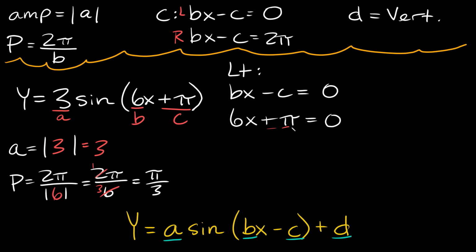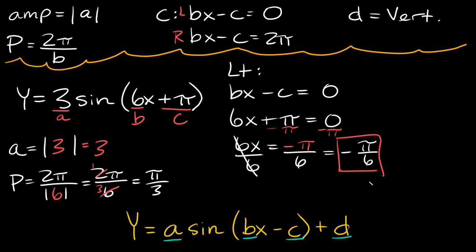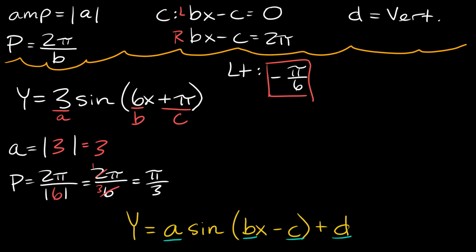So here we can subtract pi from both sides. Then we're left with 6x is equal to negative pi. And then to get rid of the 6, we'll divide both sides by 6. Those cancel out, so we're left with x is equal to negative pi over 6. So this is the left end, and we'll move that up there.